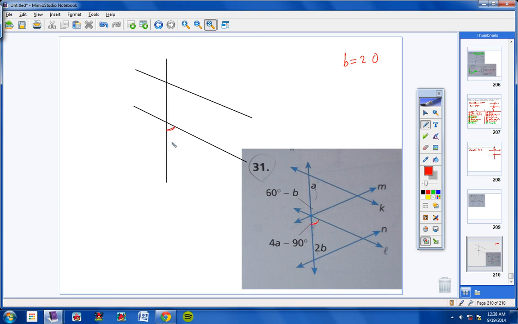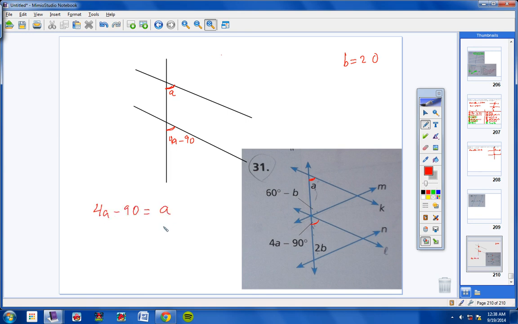Okay, this angle right here is 4a minus 90. Okay, and see a right here is this angle right here. Well, that's this angle here. So this angle here is a. So I have, look, students, I have two parallel lines cut by a transversal. This angle and this angle are corresponding angles, and corresponding angles are congruent. So I have 4a minus 90 equals a.